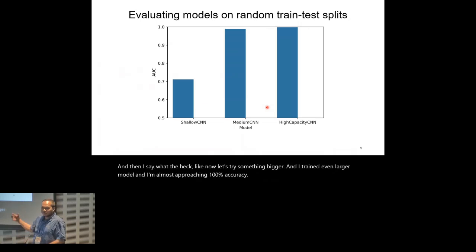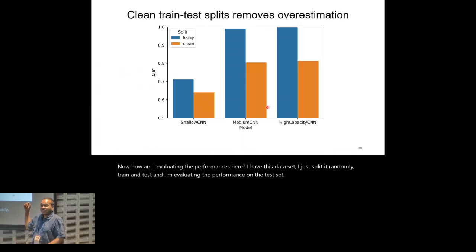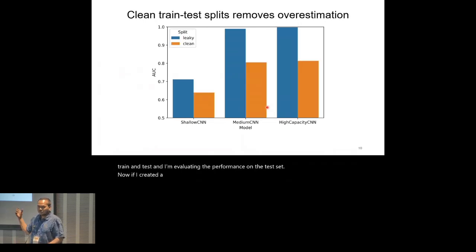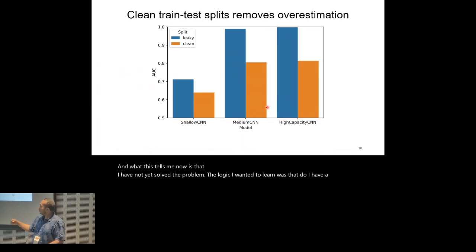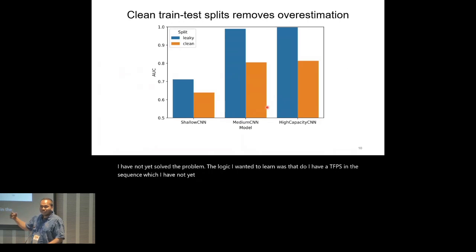Now, how am I evaluating the performance here? I have this data set. I just split it randomly into train and test, and I'm evaluating the performance on the test set. Now, if I create a homology-aware test set in this setting, this is how the performance looks. What this tells me is that I have not yet solved the problem. The logic I wanted to learn was whether I have a TFBS in the sequence, which I have not yet learned. So the next step is that I have to improve my modeling, or go and get more data.